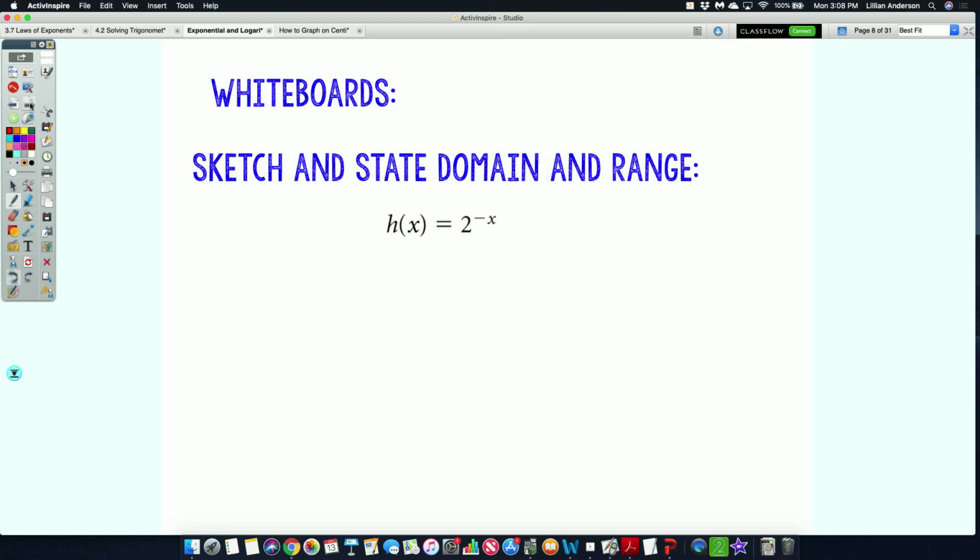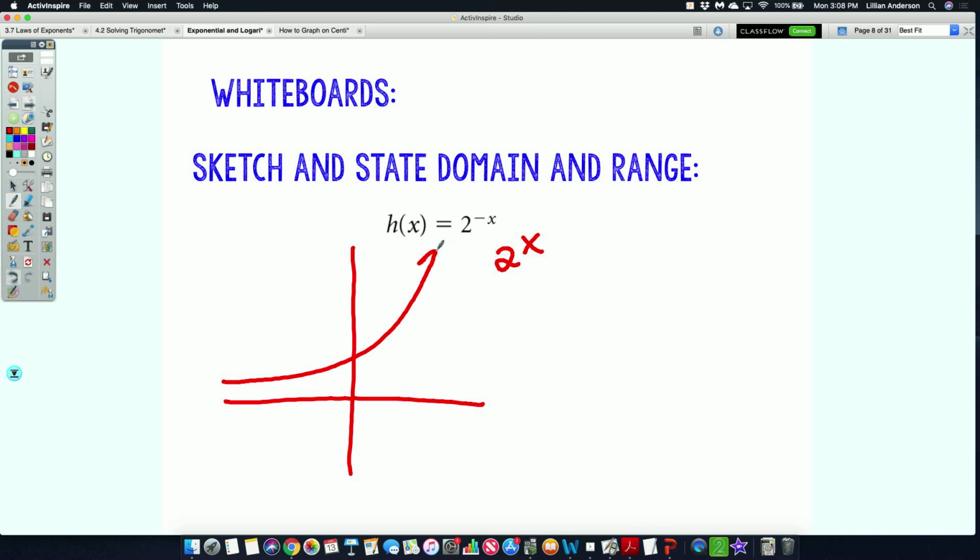Okay. What does that negative in the exponent mean? It means we are making it 1 over 2 to the x. What transformation is that? Reflection over the y-axis. So normally, if it was 2 to the x, that means it's exponential growth. But since it is reflected, it's now decaying.